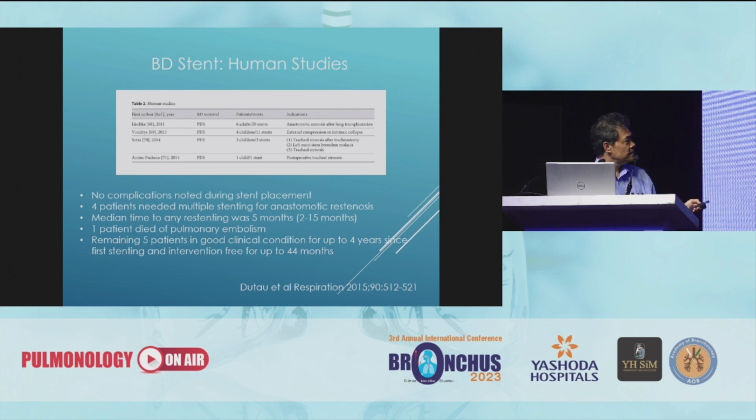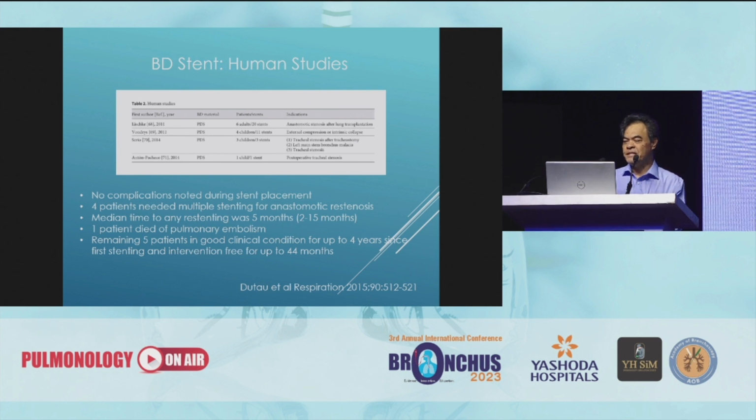Just focus on the first study there. Not many patients, 6 adults, and they put in 20 BD stents, indication anastomotic stenosis after lung transplant. So basically, no complication was seen during the stent placement. 4 out of 6 patients needed multiple stenting for anastomotic restenosis.